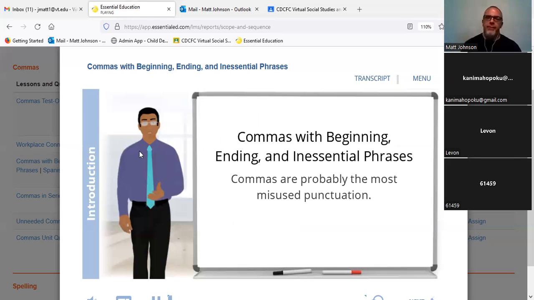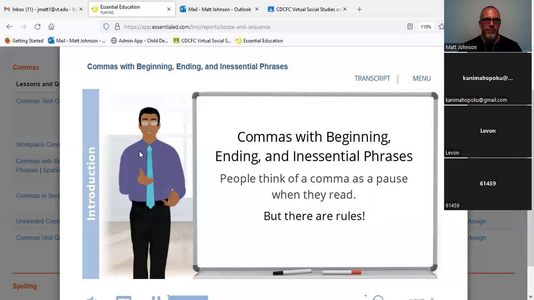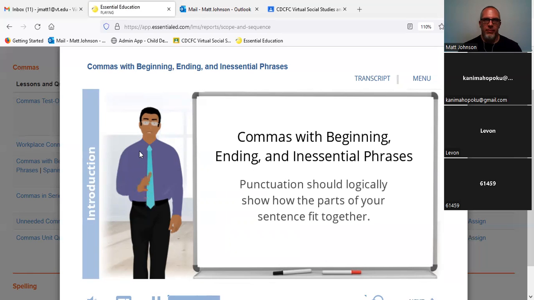Commas are probably the most misused punctuation. Well, to be fair, commas are also the most common type of punctuation. They're used for a lot of things, and generally, people think of a comma as a pause when they read. The problem is that sometimes people put commas wherever they want, without thinking. When you're writing, the thought process in your head is sometimes stop and go. It doesn't necessarily logically show someone else how the parts of your sentence fit together so they can understand it better. That's what punctuation is supposed to do.